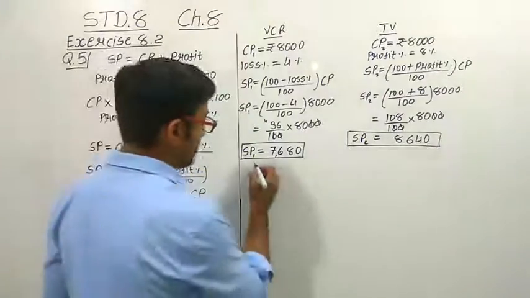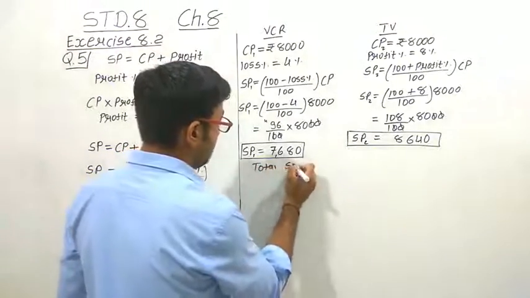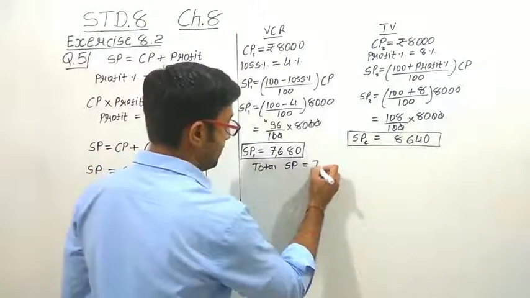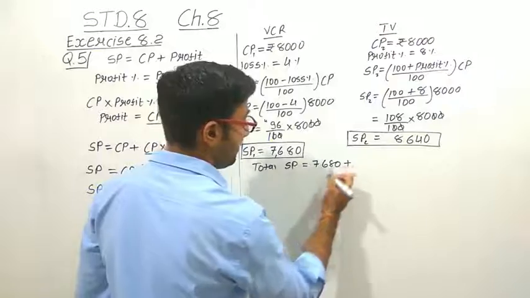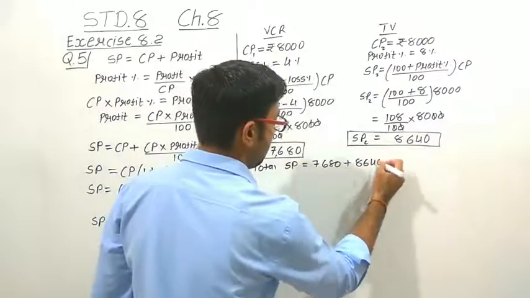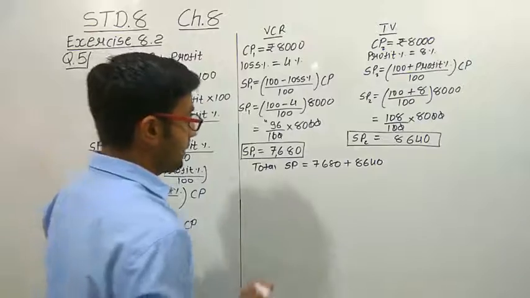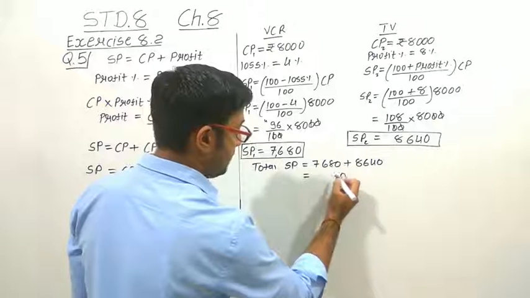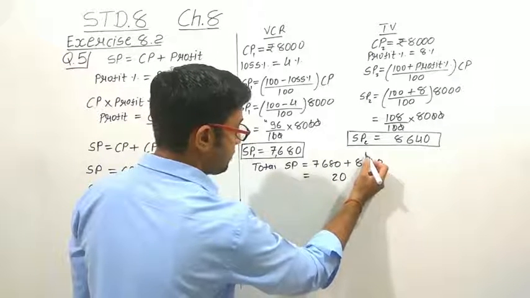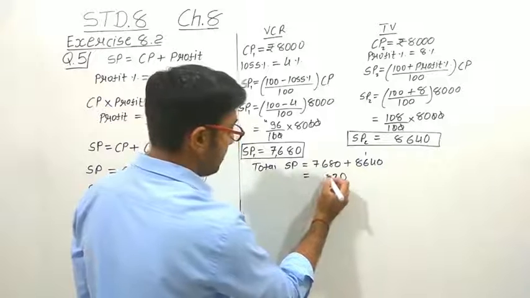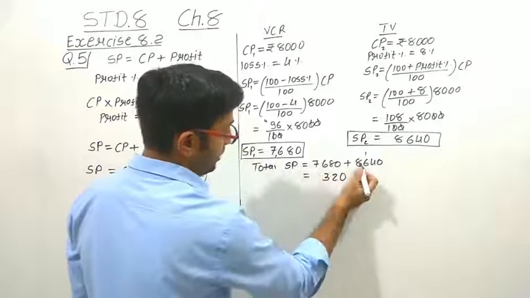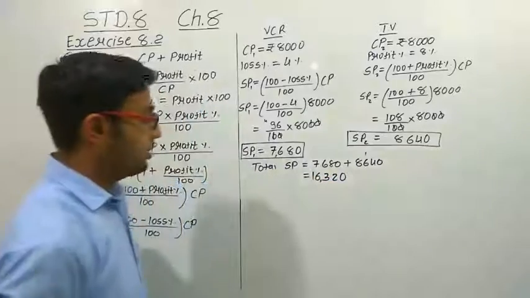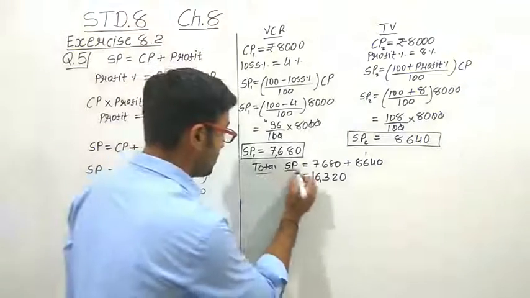So what will be the total selling price? Total selling price together is the addition of both the selling prices, that is 7,680 plus 8,640. Now the total selling price: 0, 6 plus 8 is 14... 12, 1 is the carry, 6 plus 1 is 7, 7 plus 6 is 13, 1 is the carry, so 9 plus 7 is equal to 16. So 16,320 is the total selling price.